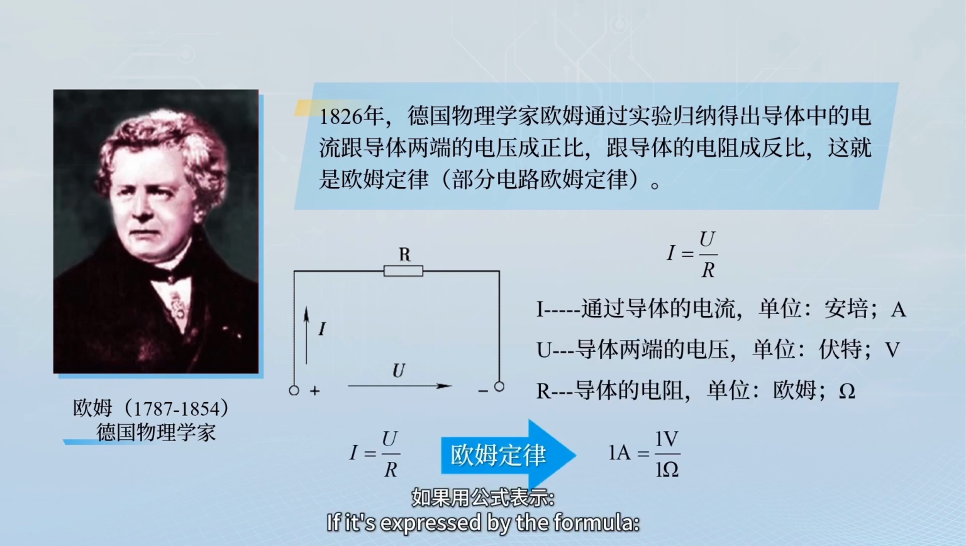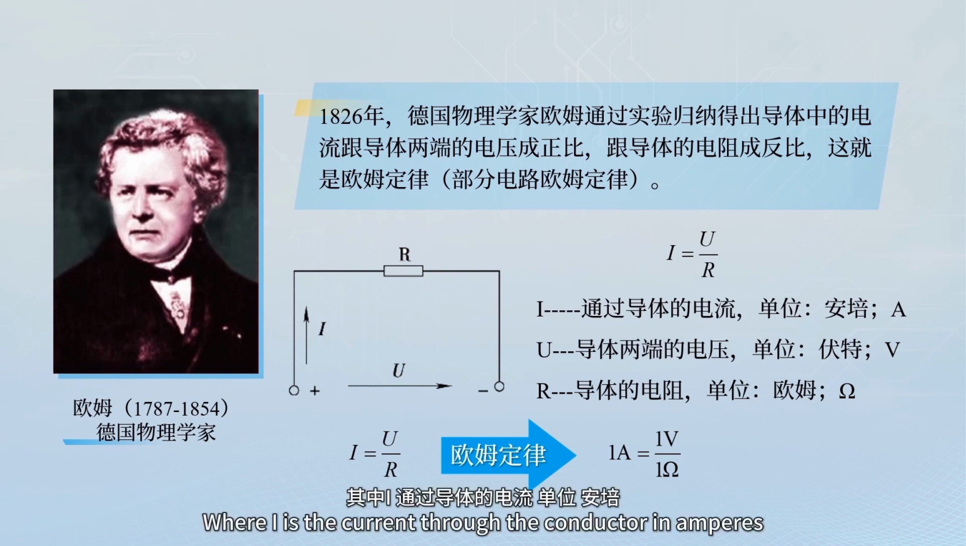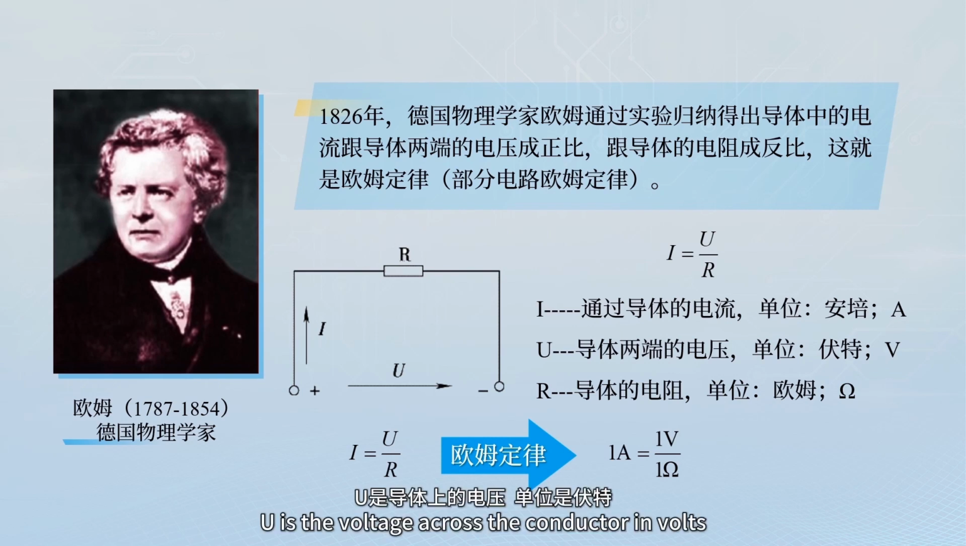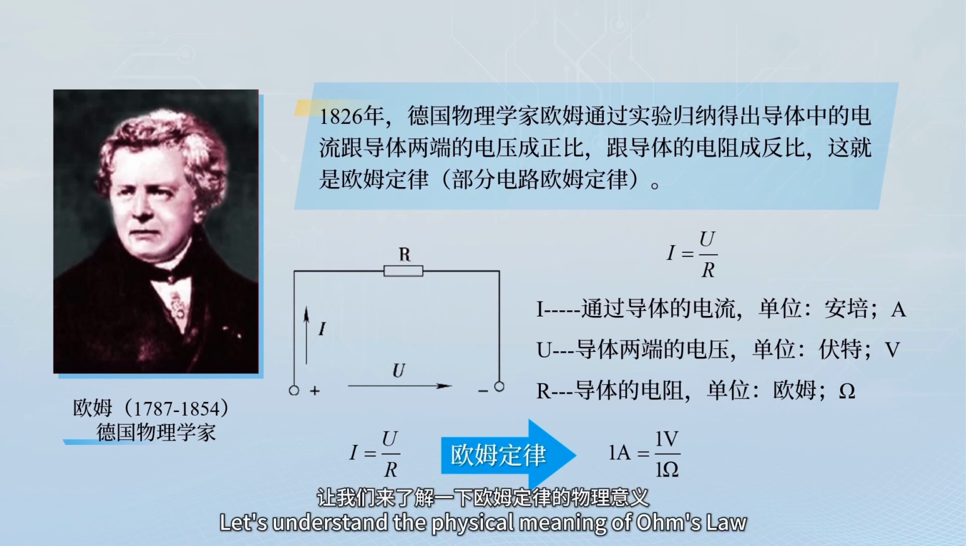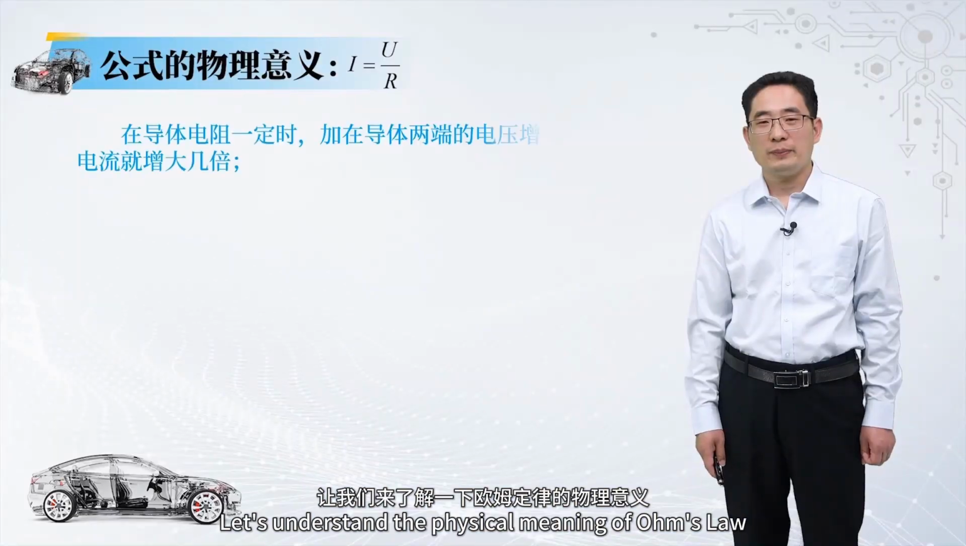If it's expressed by a formula, I is equal to U over R. This is our basic formula for electricity, where I is the current through the conductor in amperes, U is the voltage across the conductor in volts, and R is the resistance of the conductor in ohms. Let's understand the physical meaning of Ohm's law.